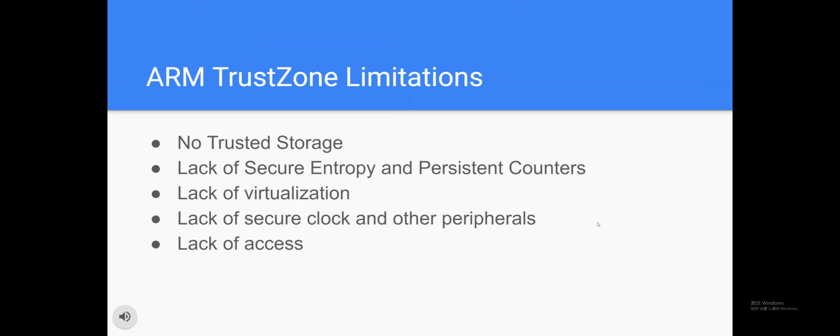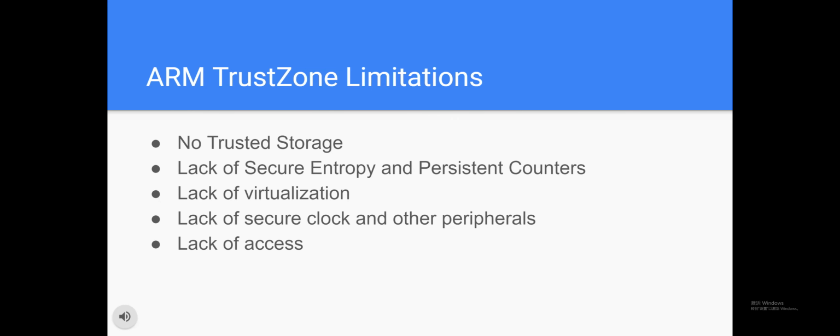There are still several shortcomings of ARM TrustZone. First, there is no trusted storage. The ARM TrustZone specification offers no guidelines on how to implement secure storage for TrustZone. The lack of secure storage drastically reduces the effectiveness of TrustZone as trusted computing hardware. Second, ARM TrustZone lacks secure entropy and persistent counters. The TrustZone specification is silent on offering a secure entropy source or a monotonically increasing persistent counter.